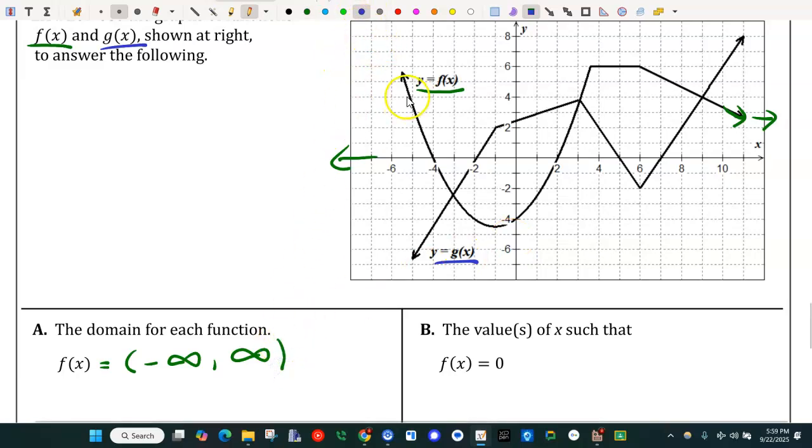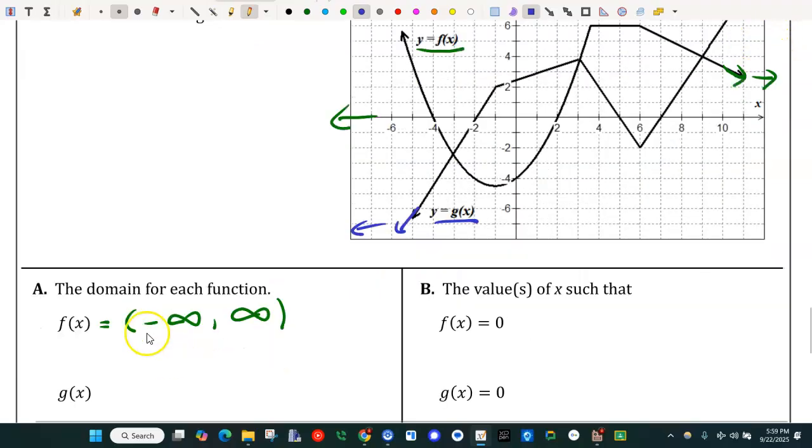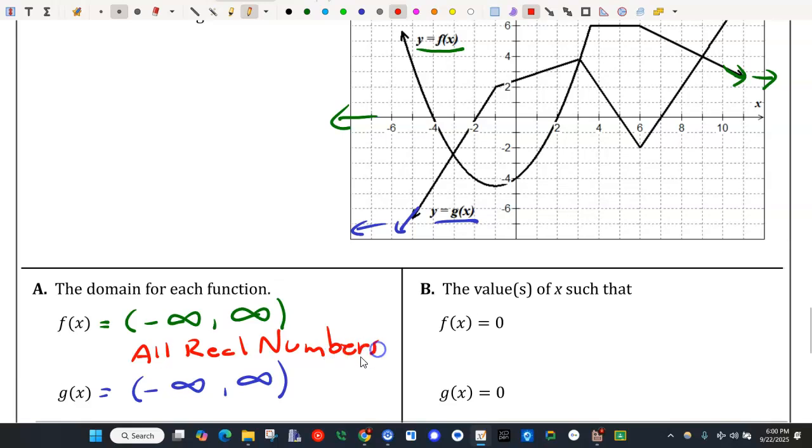Then we can do the same thing with the g of x. While this is going down, it's also going left forever. And while this is going up, this over here, it's also going right forever. So these have the same domain. They both have negative infinity to positive infinity. Okay. Now, if we weren't using interval notation, you could also say this is the same thing as all real numbers. So you've probably seen that answer in previous classes. It means the same thing. Okay, but we're going to stick with the interval notation.